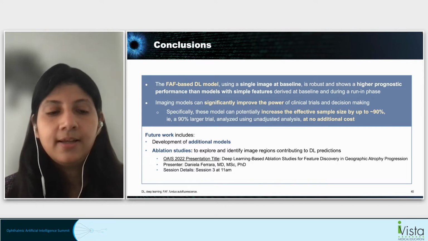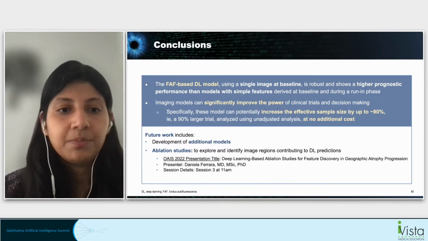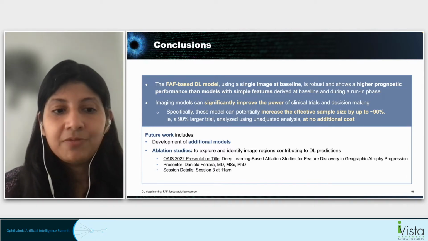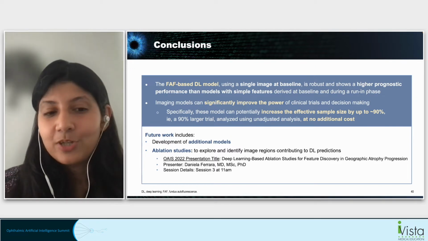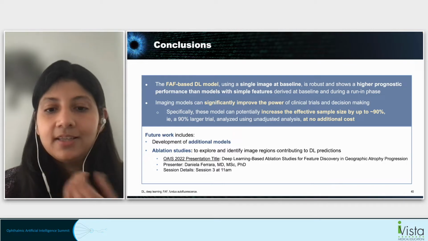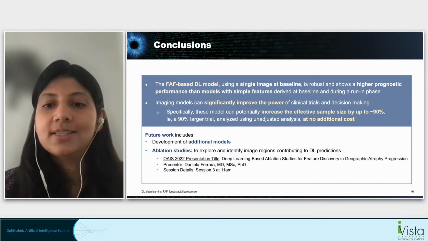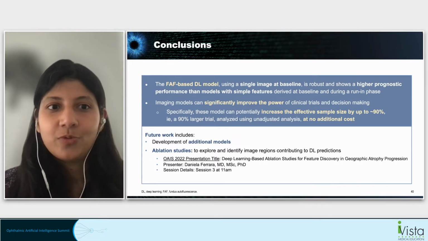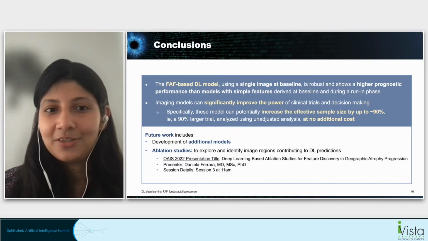The future work involves development of additional models, and we'll also talk about ablation studies, which Dr. Daniela Ferrara will also talk about in a presentation to explore and identify the image regions which contribute to all these DL predictions. So with this, I would like to thank everyone for listening to the talk and for giving me this opportunity to present.